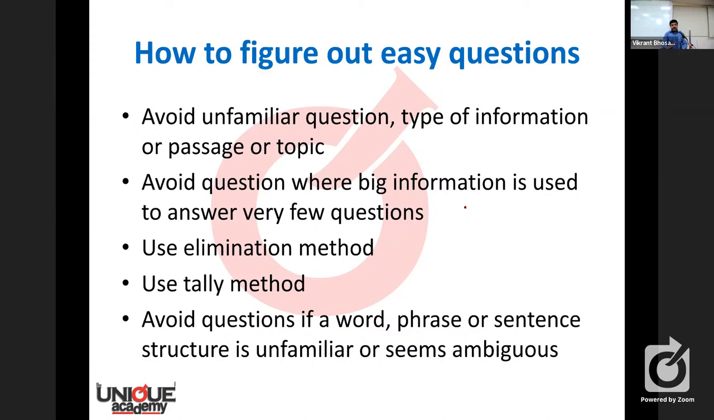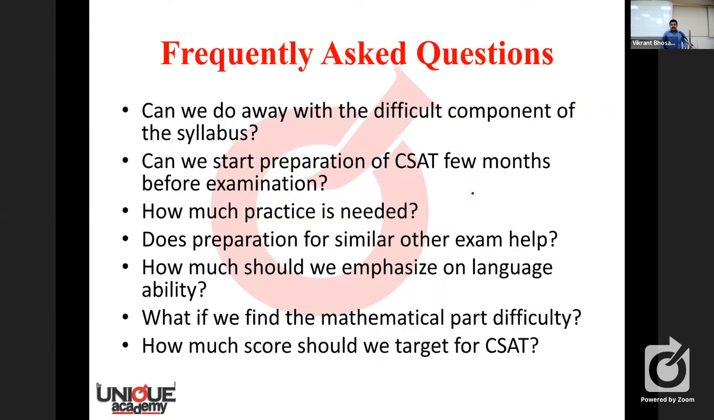ये automatically नहीं होगा. ये आपके ध्यान में रखना है. Is that clear? You need to keep this in mind. All right. ये सवाल हमेशा पूछे जाते हैं. Okay. Many times these questions are asked.